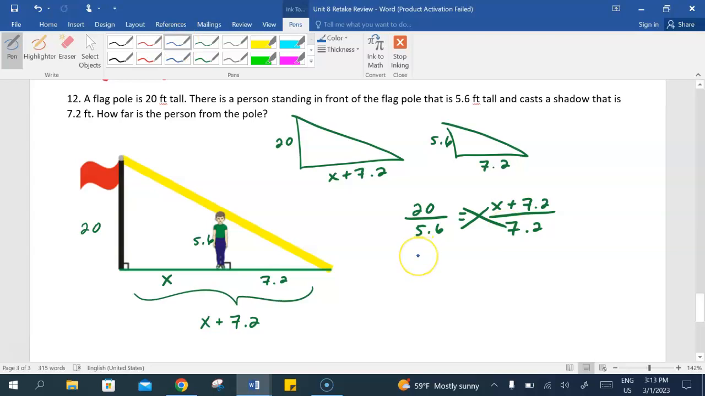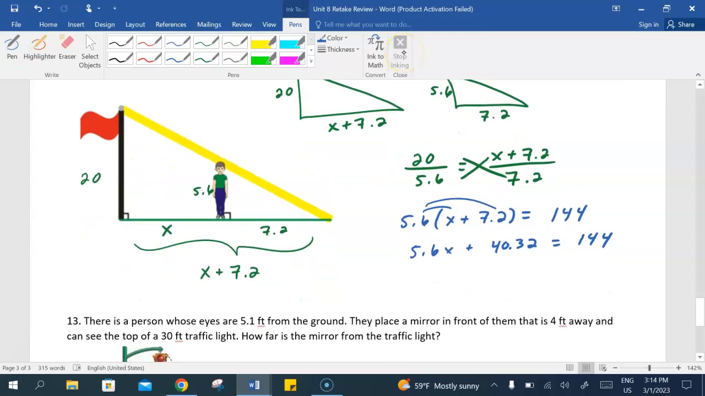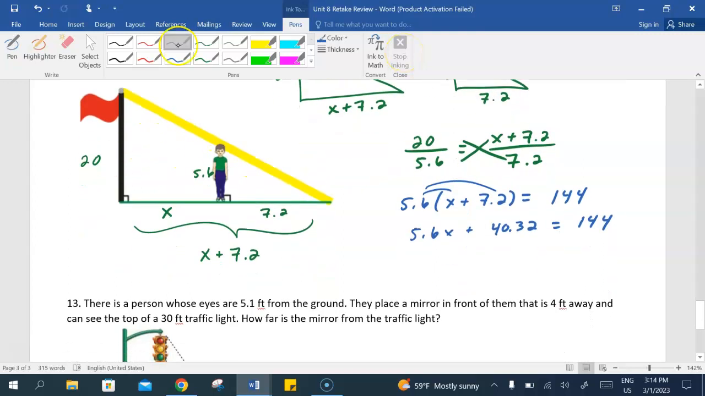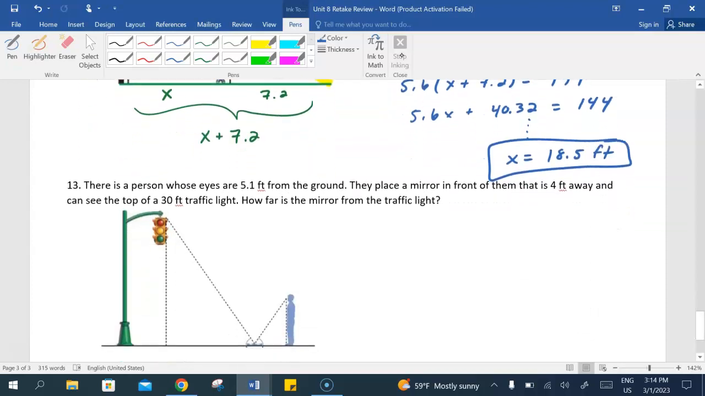So you get 20 times 7.2. Let's see what that gives us. So you get 5.6 times x plus 7.2 equal to 144 when you multiply 20 and 7.2. Distribute: 5.6x plus 40.32 equal to 144. Subtract 40.32, divide, finish solving for this. You get x is equal to 18.5 feet. Okay, so just be careful with the adding of the 7.2.